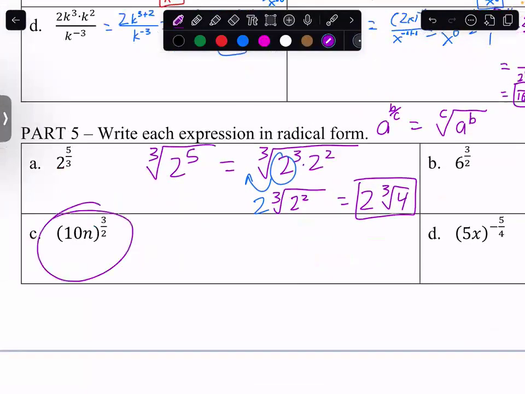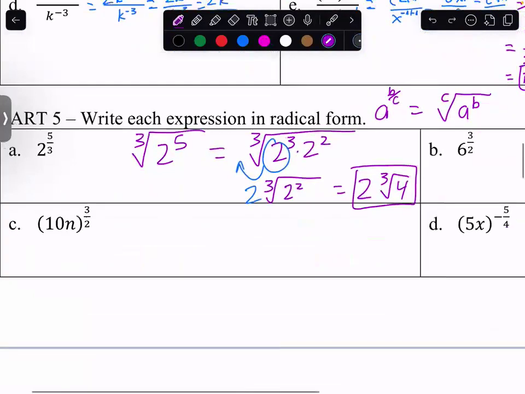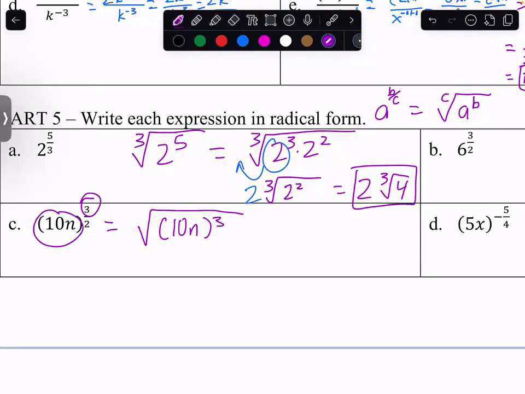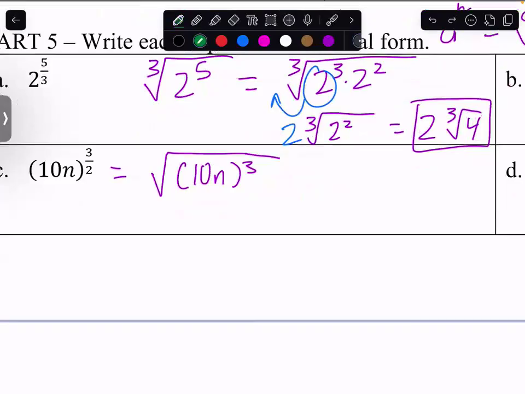Okay, jumping down to letter C, right? So both the 10 and the n would be affected by this exponent. But I'm going to group them together. So the denominator of 2 means it's a square root, right? We know we don't really need to write the 2. But not just the n, but the 10n in parentheses is getting affected by the exponent of 3. So now I will go ahead and apply the 3 to both the 10 and the n.